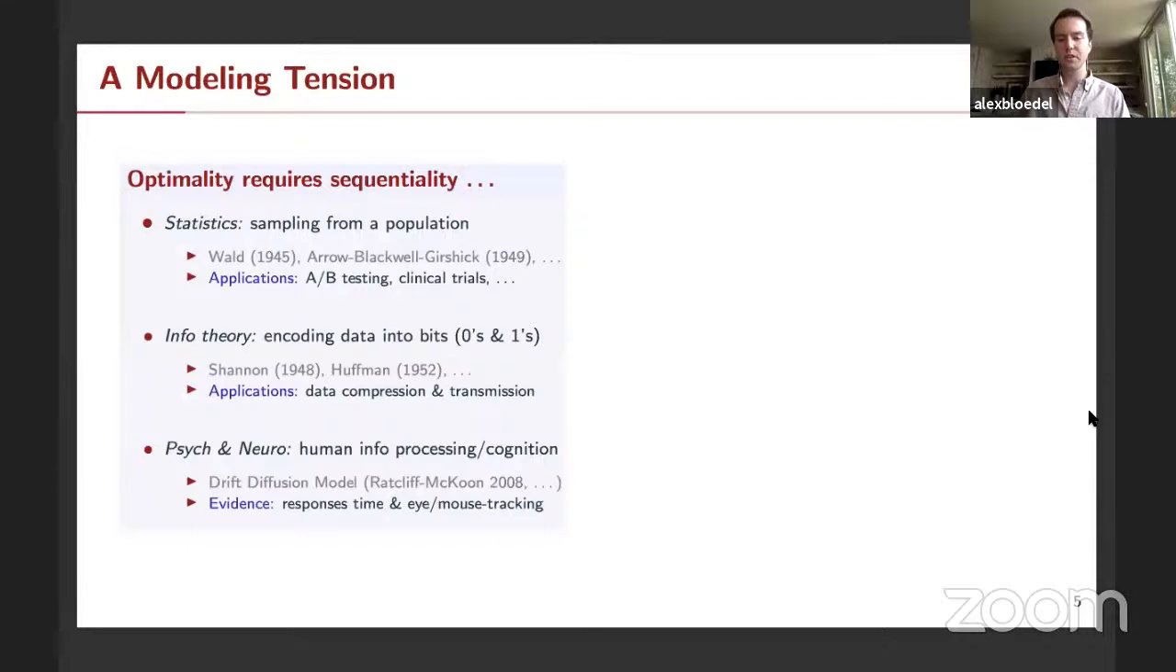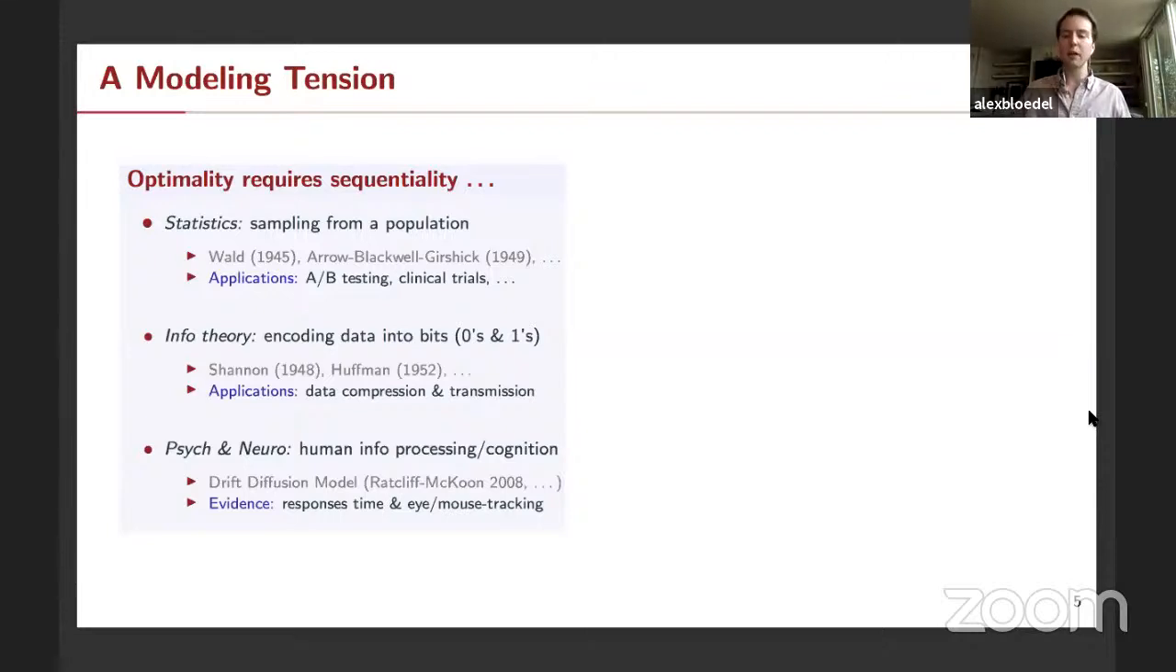Now, these considerations give rise to a kind of modeling tension. On the one hand, in many settings, optimality in the sense of minimizing total expected costs requires gathering information sequentially. This is true in many settings. Examples include sampling from a population, as in statistics, encoding data into strings of zeros and ones for transmission or compression, as in information theory. And there's also a large body of evidence in psychology and neuroscience that real humans in lab experiments process information gradually in a sequential fashion.